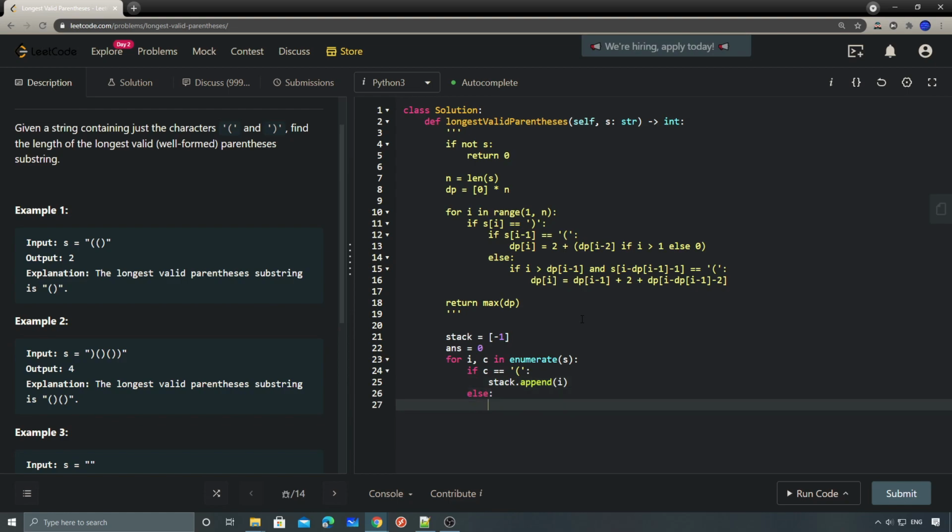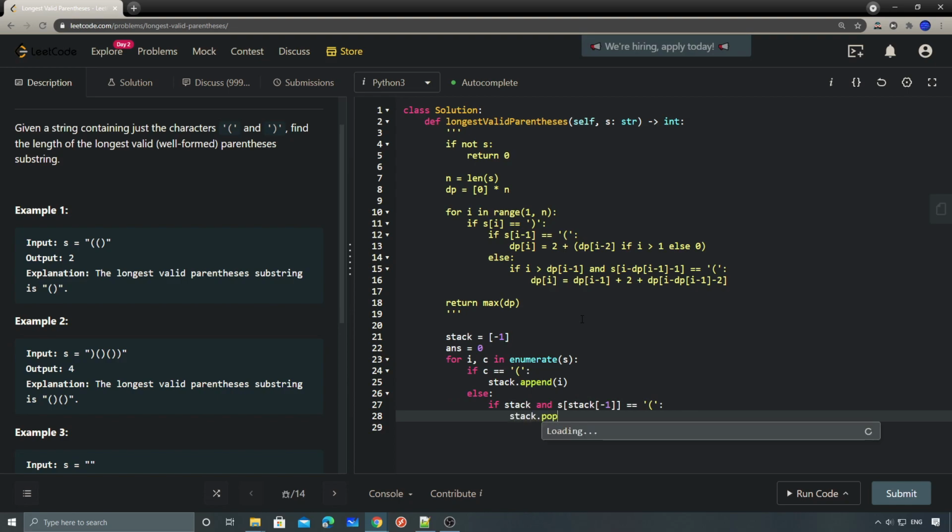Else, it means it's a right parenthesis, and then we check if the stack is not empty and the top one of the stack is a left parenthesis. Since we're storing the index, we have to use the index to find the actual character. If that's the one, then we pop it out. After popping it out, the top one of the stack will be the starting point of the string. So we have answer equals max of answer and i minus stack[-1].